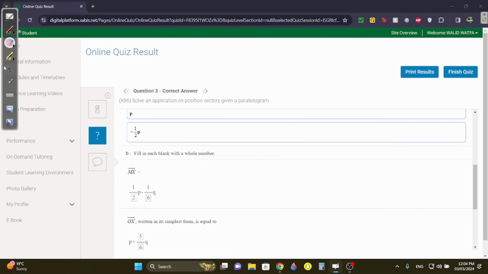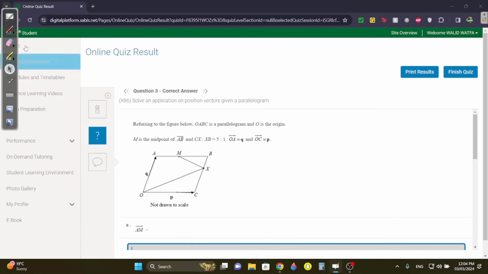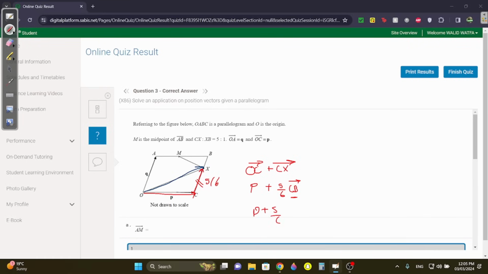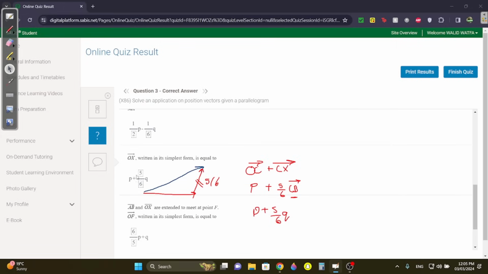Okay, part whatever, OX over here. What's the alternative pathway to OX? You go from O to C, then C to X. O to C plus C to X, right? OC is actually P, CX is 5 over 6 CB. We want CB this time. CB is just going to be Q, because CB is going in the same direction as OA. If you see C to B, O to A, same direction, parallel, but it's also equal. So CB is going to be equal to Q. Okay, so P plus 5 over 6Q. I think that's the answer.